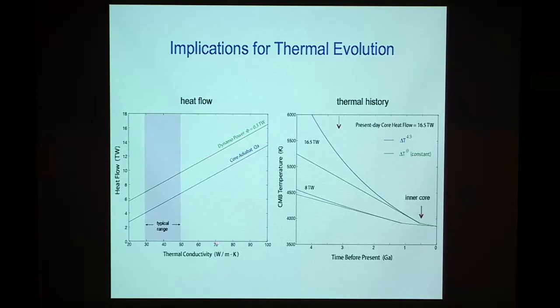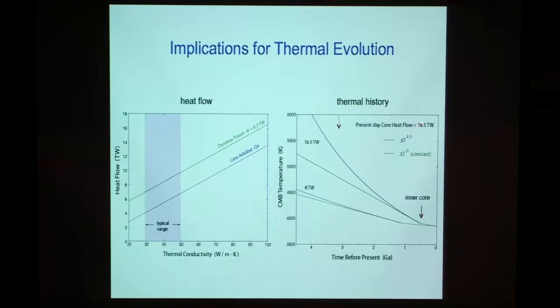But if I now go up to 100 in SI units, the amount that's being conducted down the adiabat is almost 14, and the amount that I need to get that amount of dynamo power out is a little over 16. Okay, so here's the consequences for the thermal evolution.